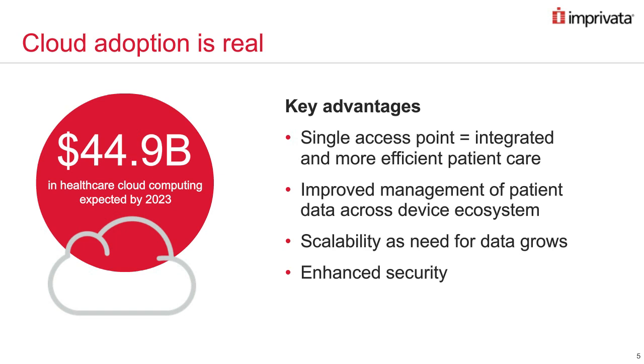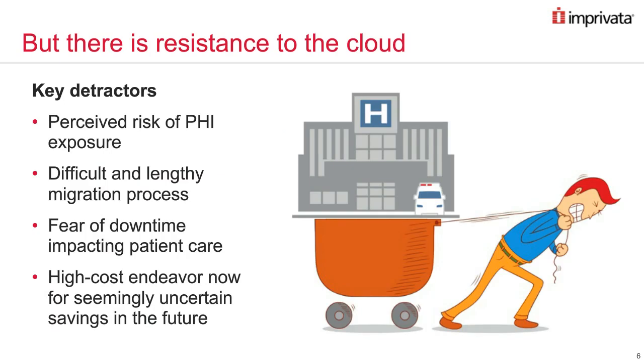But in healthcare, there's a little bit of resistance to the cloud. There are some key detractors in this trend, particularly that there's PHI at risk. Anytime organizations need to protect PHI, they're going to be hesitant about releasing some of that to an outside organization, to a cloud application or a cloud vendor. There's also a difficult and lengthy migration process. If you think about how interconnected healthcare really is, it's difficult to make that kind of snap-of-a-finger migration overnight to a cloud infrastructure.